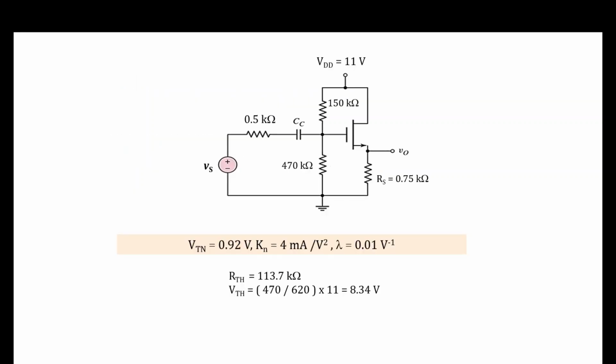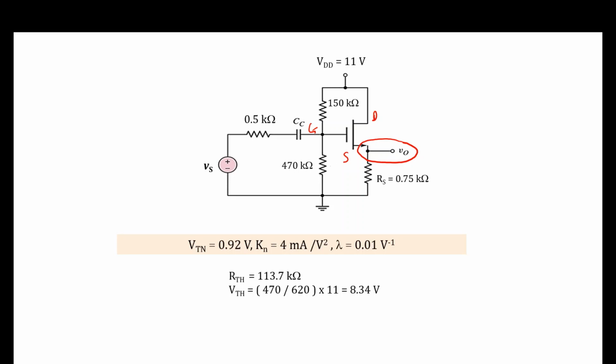Let's look at one example. You can see this is a common drain amplifier, because the output is measured at the source terminal. So this is source, this is gate, and this is your drain. Your drain is directly connected to the power supply. So you have to do your DC analysis first.